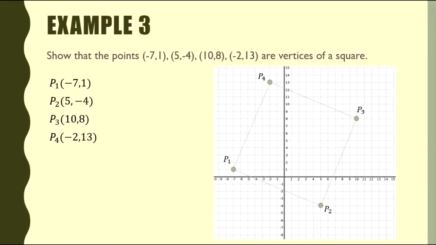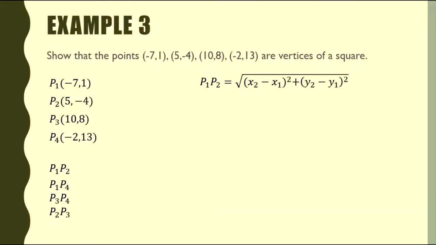Now, if we talk about the square, what we know is that all sides of a square are of the same measure. So what we have to prove is that P sub 1 to P sub 2, P sub 1 to P sub 4, P sub 3 to P sub 4, and P sub 2 to P sub 3 have equal measures. And to do that, we have to use the distance formula. So first, let's try to find the distance from P sub 1 to P sub 2.